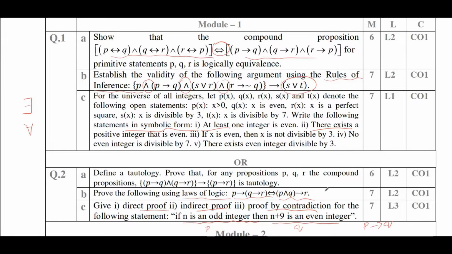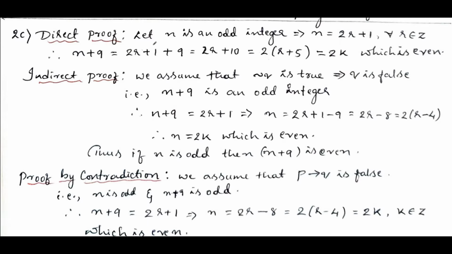Let us go through the solution. Coming to the direct proof, we need to assume that n is an odd integer. So we know the definition of odd numbers: 2k plus 1 is always odd. Here n is an odd integer, so I have defined n equal to 2r plus 1 for some r belonging to the integers.